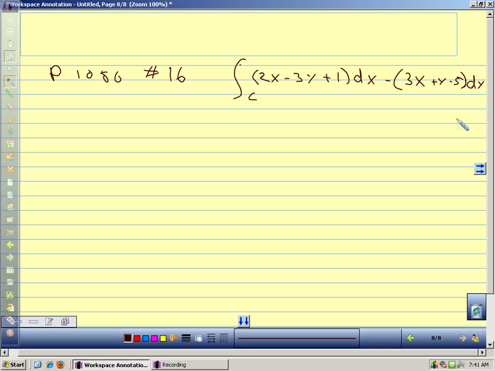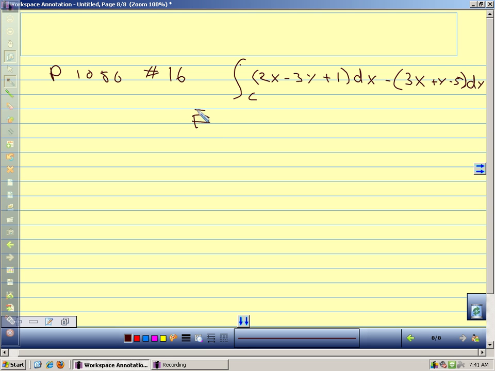And we want to evaluate this along various paths. The first one is piecewise smooth. The second one is a half circle. Number D is a half circle, and we're evaluating all around the half circle. And for C, we're evaluating it along the curve y equals e to the x. But now that we know about the fundamental theorem of line integrals, let's check if this field is conservative.